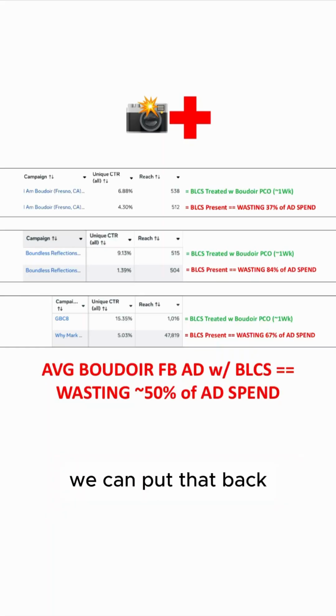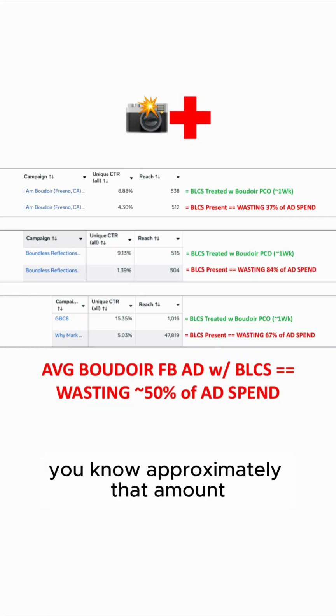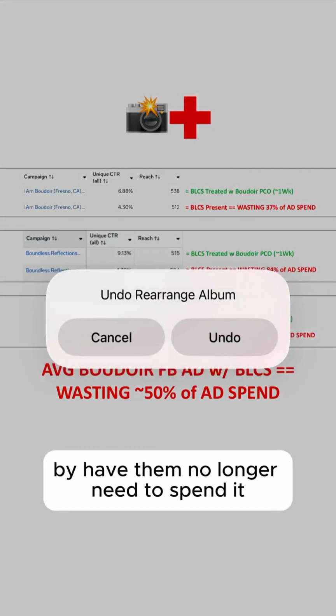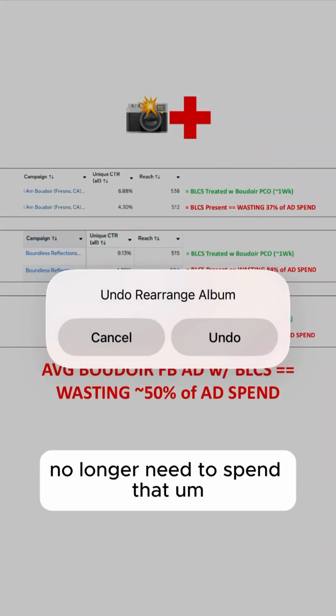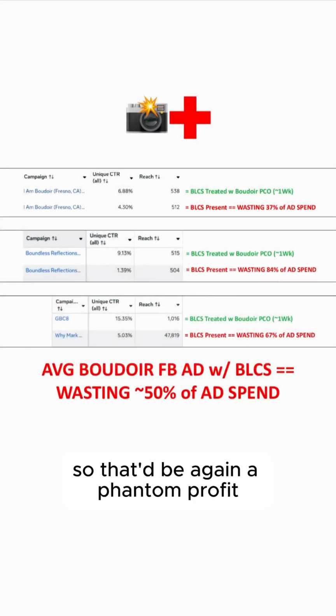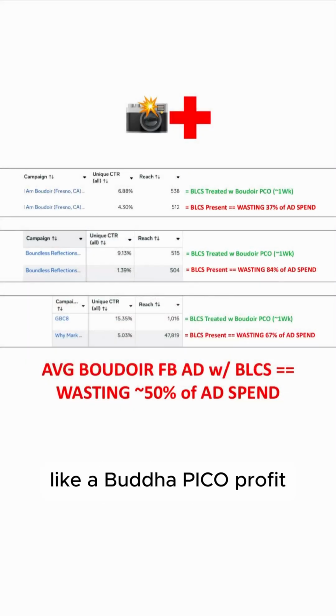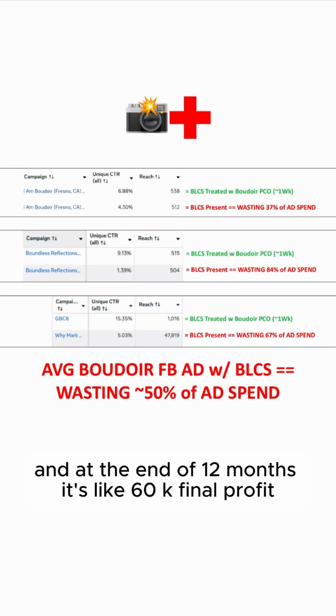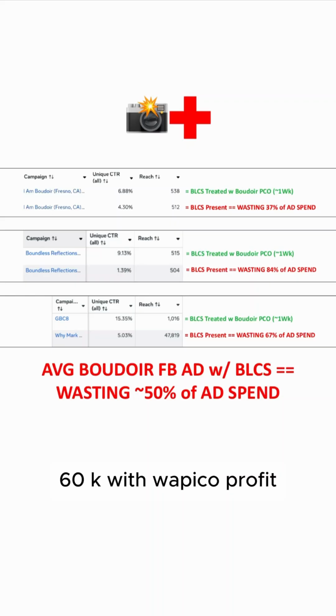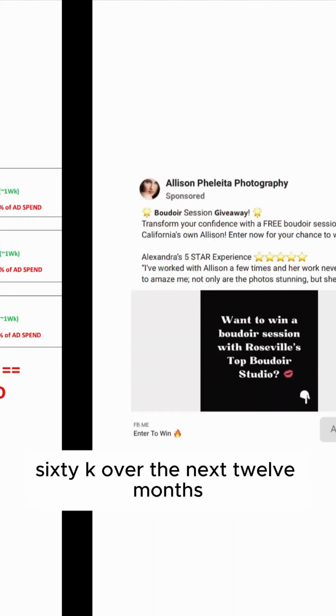And we can put approximately that amount back in the Boudoir photographer's pocket by having them no longer need to spend it. So it'd be, again, a phantom profit, like a Boudoir Pico profit. And at the end of 12 months, it's like 60K phantom profit, 60K Boudoir Pico profit months.